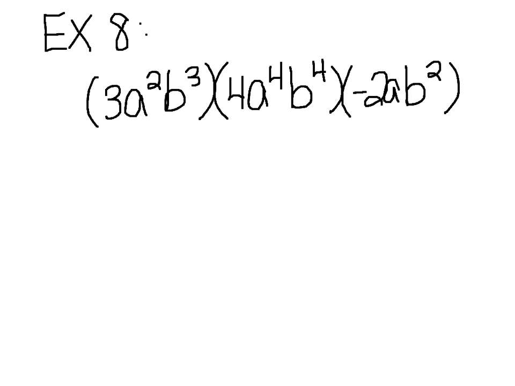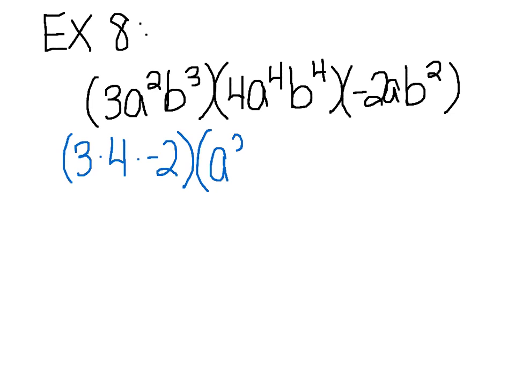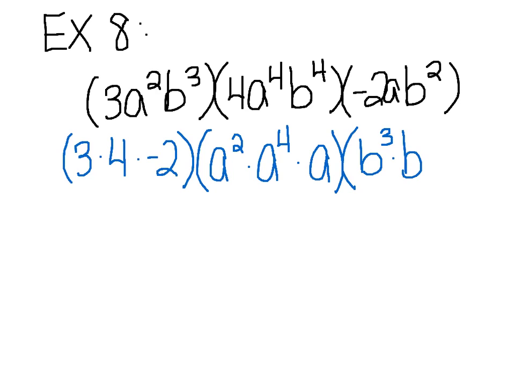So let's put our numbers together. 3 times 4 times negative 2. I'm going to put my a's together. A squared times a to the 4th times a. And I'm going to put my b's together. B to the 3rd times b to the 4th times b squared.